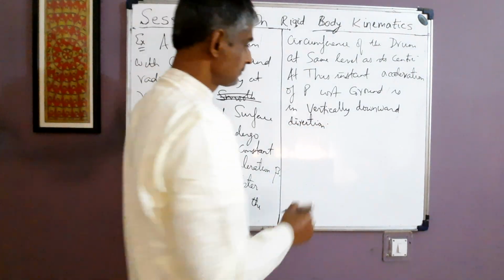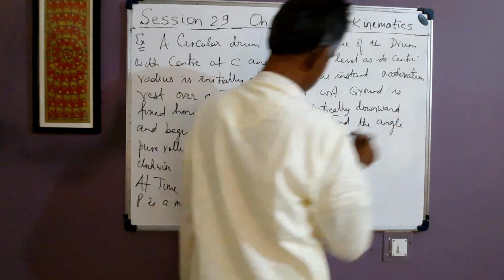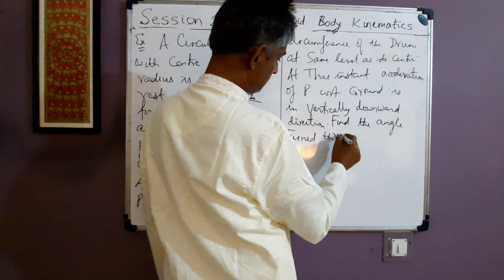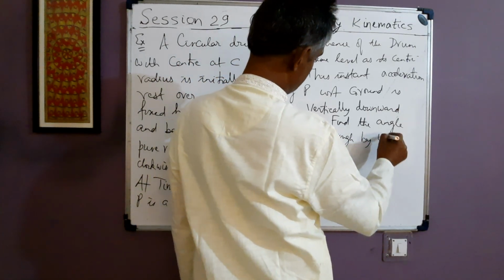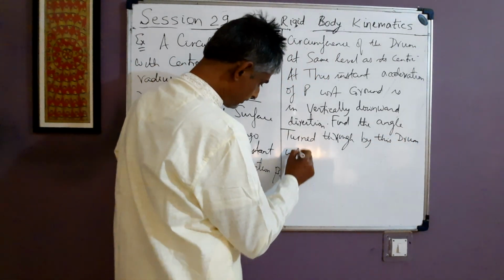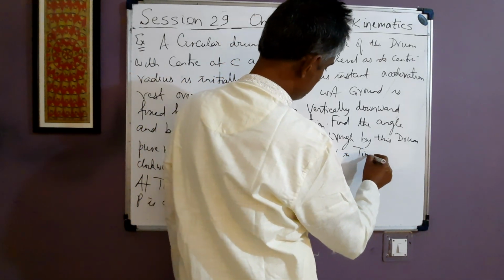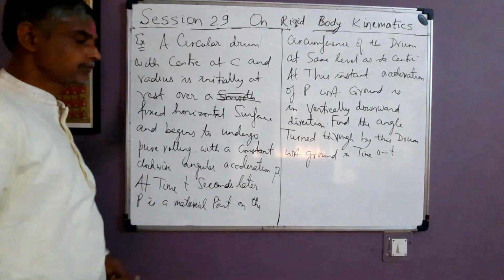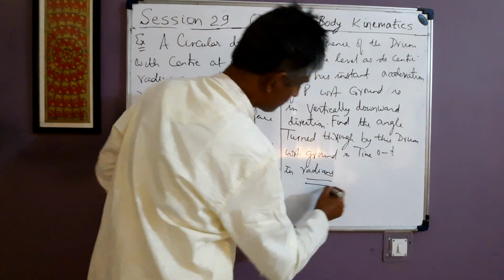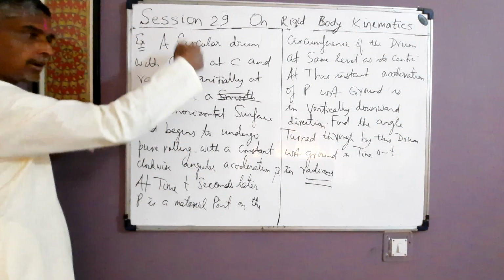The question is this: find the angle turned through by this drum with respect to ground in time 0 to t in radians. Okay, fine. I have written the entire question.